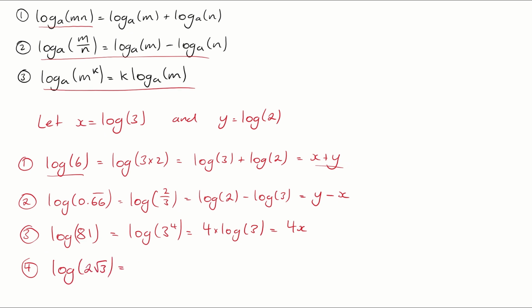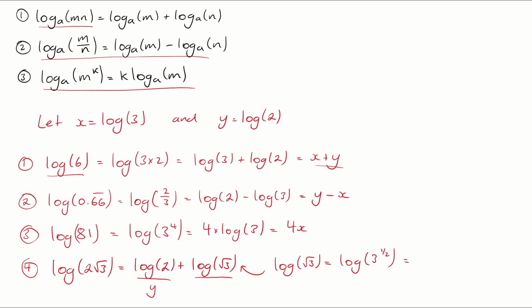Well, I can write that using the additive rule as log of 2 plus log of root 3, which is good for this component because I've got my y. But this component here doesn't look as good. But I can rewrite log of the square root of 3 as log of 3 to the power of a half, which, using my power rule now, so we're combining two rules in one question here, I can write as just a half of log of 3. And log of 3 being x, my final answer would be y plus a half of x, or y plus x on 2.